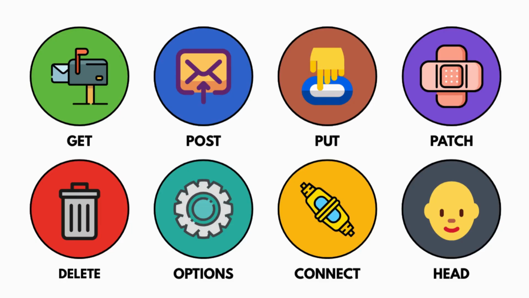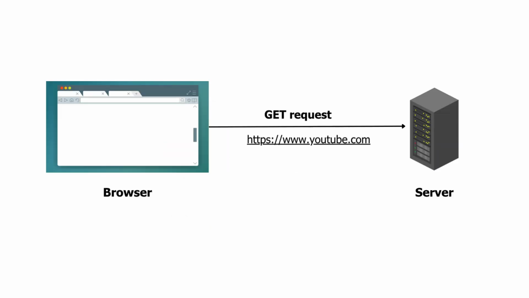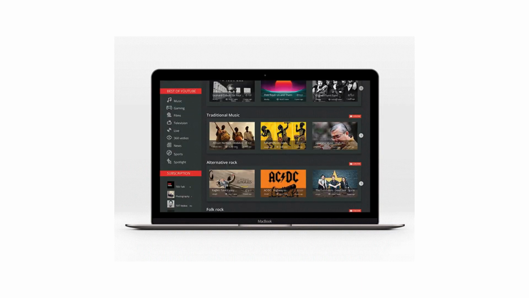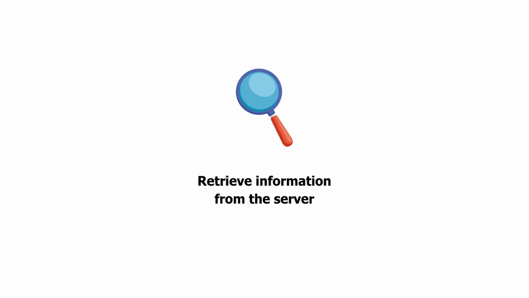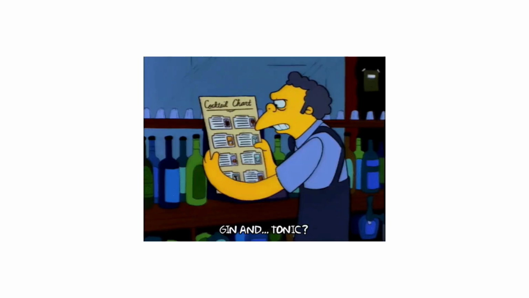Let's start with the most common one. GET simply means give me data. When you open a website like YouTube, your browser sends a GET request to load videos, thumbnails, comments, everything you see. GET does not change anything. It only retrieves information. It's like walking into a restaurant and asking, "Can I see the menu?" You're not ordering yet, just looking.